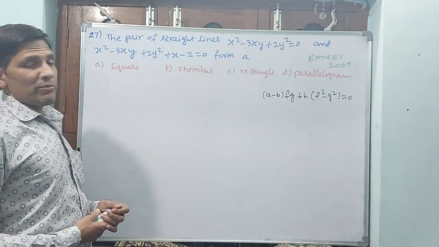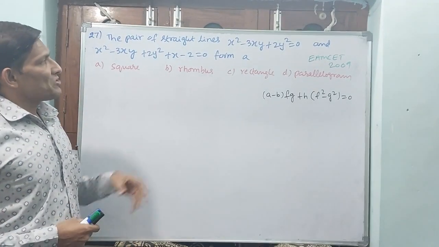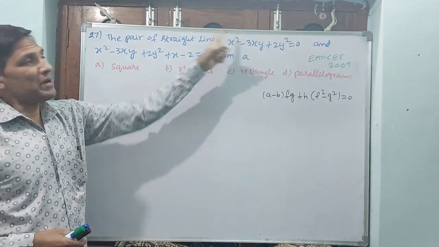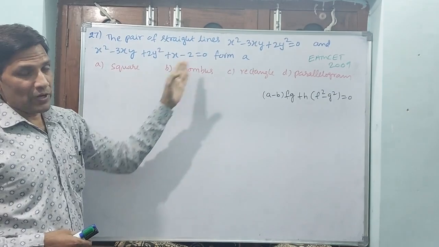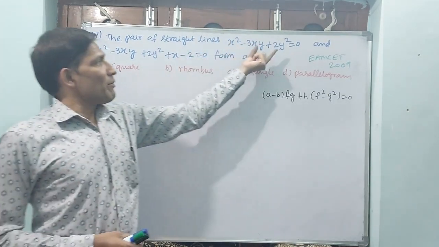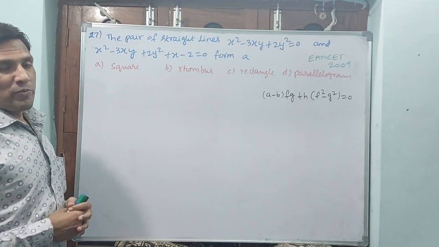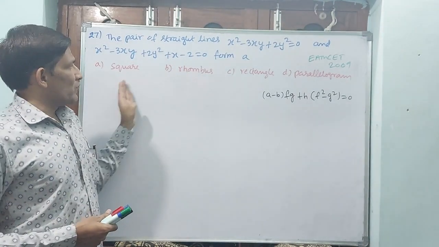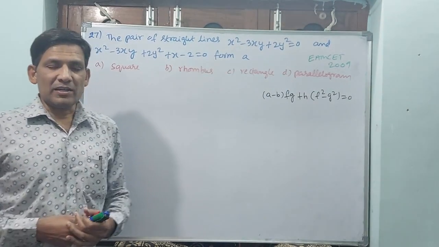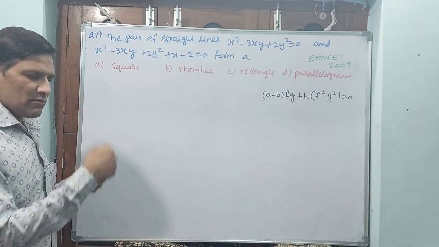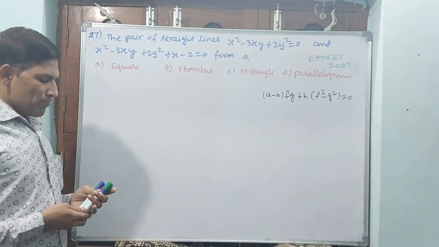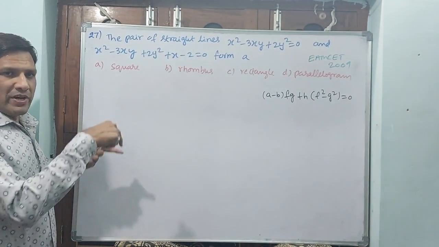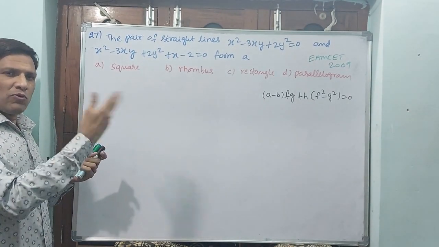Okay, see, question number 27. The pair of straight lines, 2 lines they have given. See, this is a separate pair, this is a separate pair. That means totally 4 lines are there, 1 pair, another pair, 2 pairs. 2 pairs means 4 lines. Whether these form a square, rhombus, rectangle, parallelogram. That means see, 4 lines means what can we say? Square, rectangle or 4 sides.